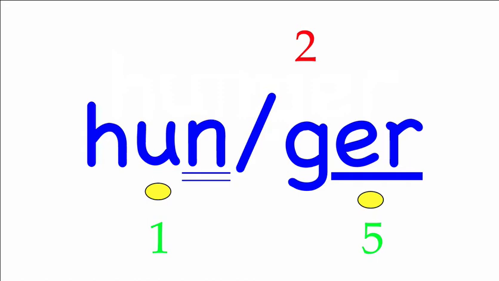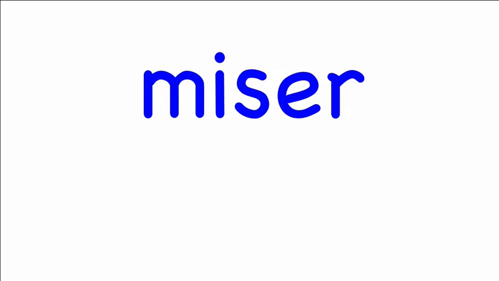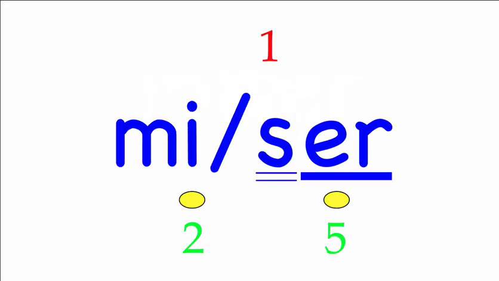The next word is miser. Miser. He is a real miser. He is stingy. This is a two-syllable word. The first syllable is my, 2 sounds. I. Second syllable, zer, 2 sounds. Z. My, zer. Pause the video to mark the word and then resume the video play. My, zer.